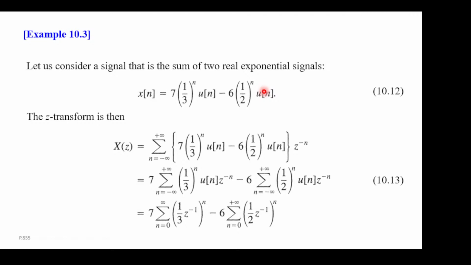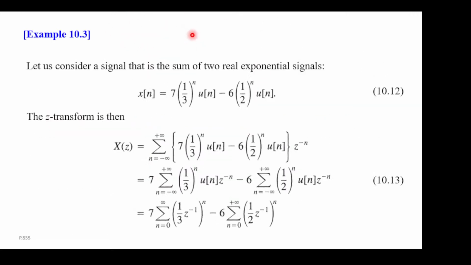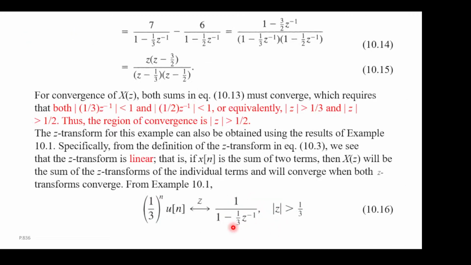But there is something we need to be a little careful about, which is the ROC. We kind of jumped through one step here. When we take a geometric series, we need to make sure that our z is taking a value where those two geometric series both converge. That's basically the ROC of z bigger than 1 over 3 and z bigger than 1 over 2. So we take the intersection of both of them, the most strict one, so that's z bigger than 1 over 2.